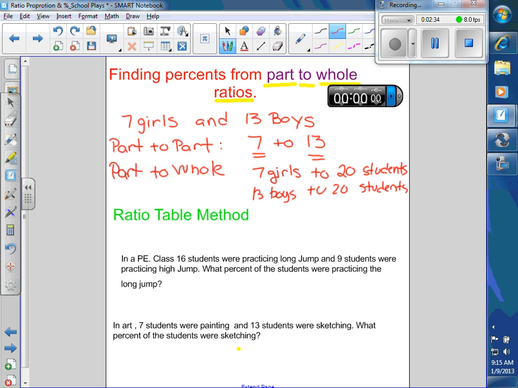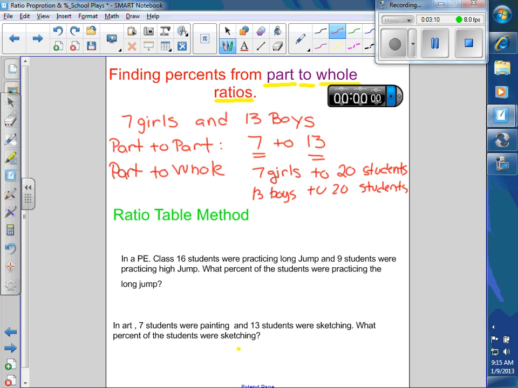So do you see the difference between part to part and part to whole? Who could put it in their own words? What's one of the big differences? Or how can you train yourself to remember the difference? Yes, Samantha? It's like part to whole, it's like a part of the whole thing. How do we get the number 20? The whole. Total. It's a total of all of the students instead of just the types.